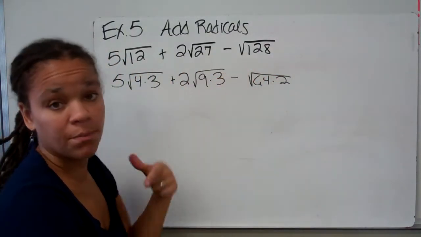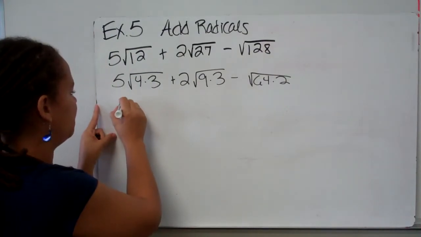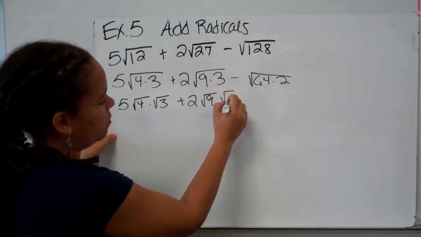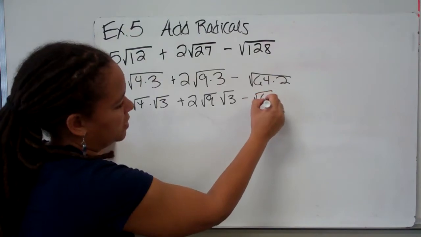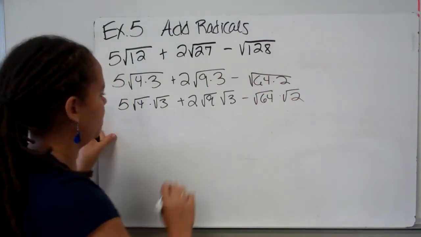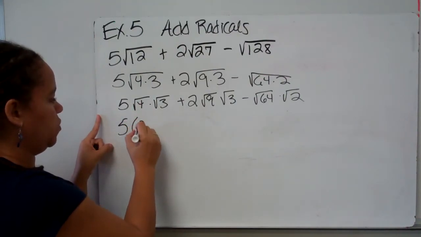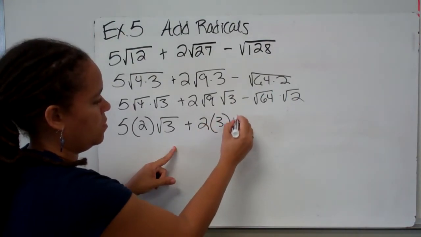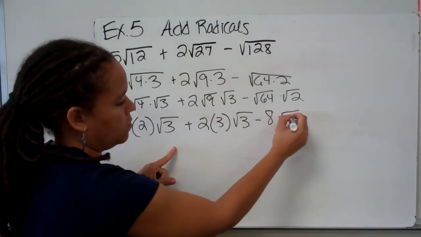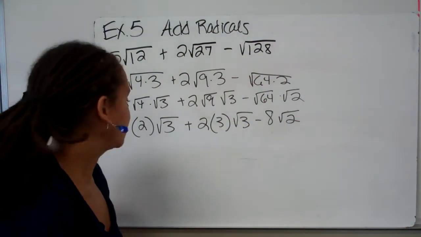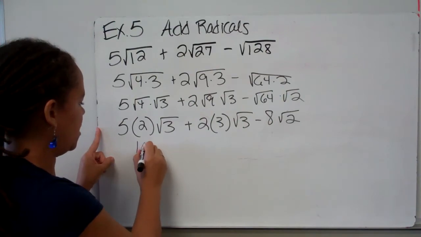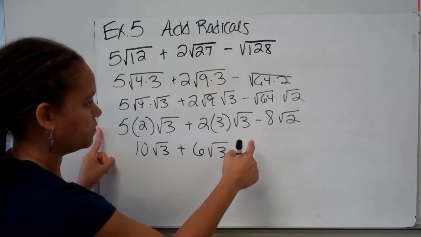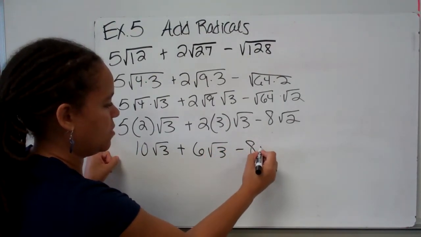I picked out factors that were perfect squares. So that way this turns into 5 radical 4 radical 3 plus 2 radical 9 radical 3 minus the square root of 64 square root of 2. 5 times 2 times radical 3 plus 2 times 3 radical 3 minus 8 radical 2. Now let's combine these all together. 5 times 2, 10 radical 3. 2 times 3, 6 radical 3. And minus 8 radical 2.